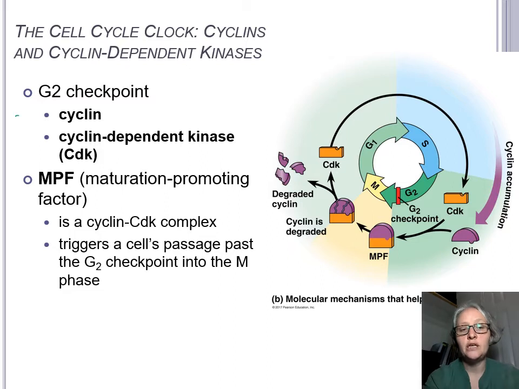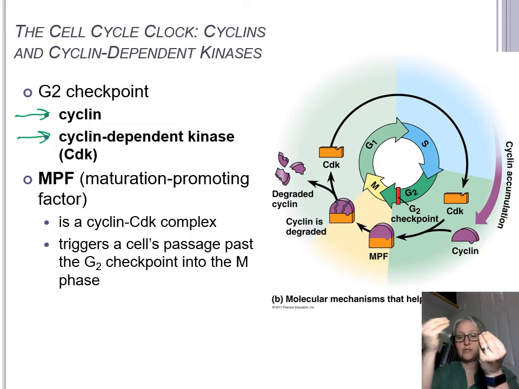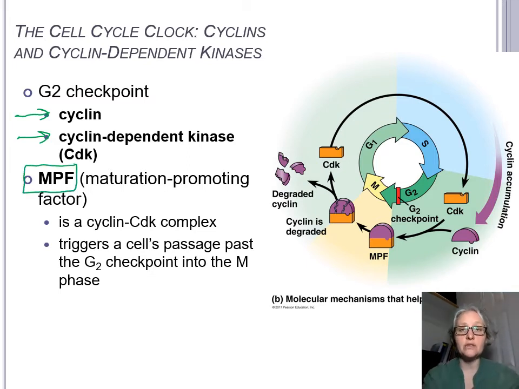You are going to need a molecule called cyclin and a second molecule called cyclin-dependent kinase. If you have both, if you have cyclin and you have cyclin-dependent kinase, they combine to form a molecule called MPF. That stands for maturation promoting factor. This is a cyclin-dependent kinase complex. And if you have MPF, this is how you get past the G2 checkpoint.